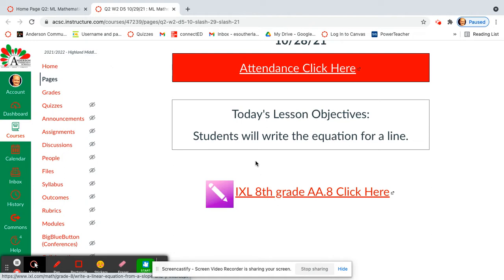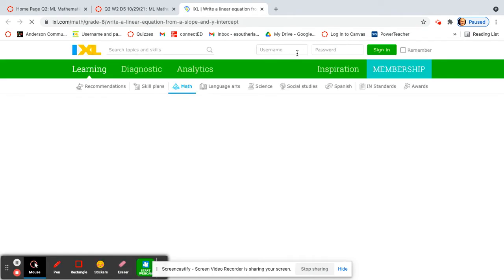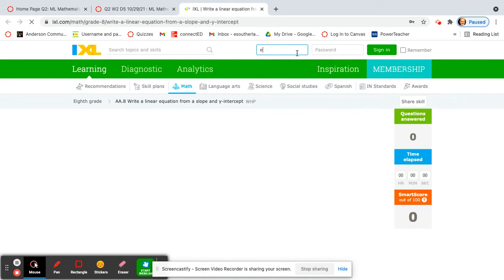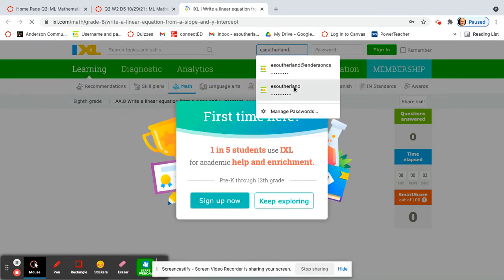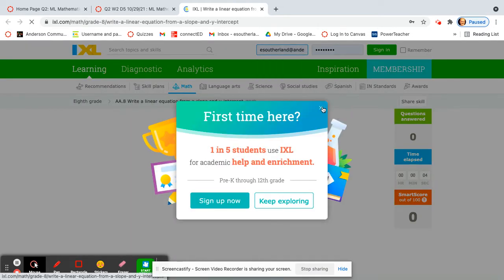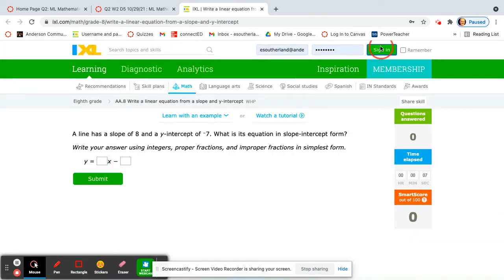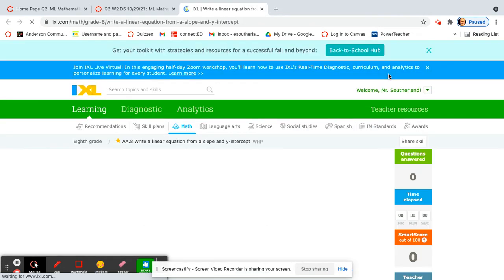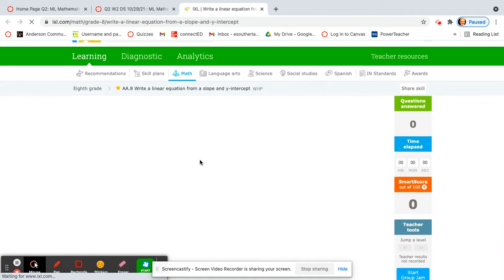Today's assignment is students will write the equation for a line. I want you to do IXL 8th grade AA.8. You're going to click right here. You're going to want to make sure that you're signed into IXL. So if you're not, make sure you're signed in. Your name should appear right here in the corner. And then we're going to do the assignment.